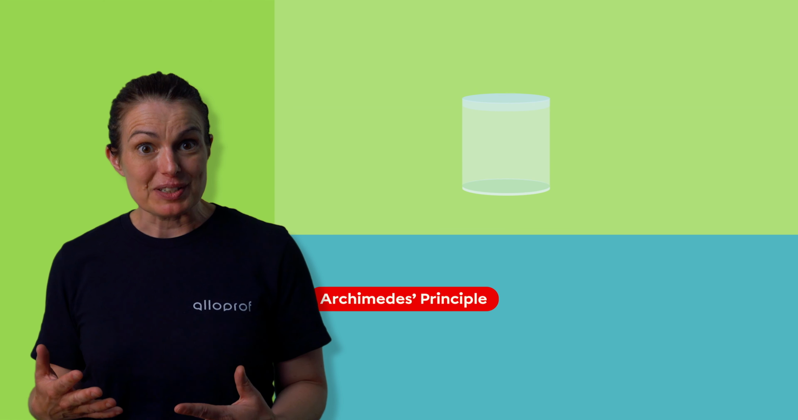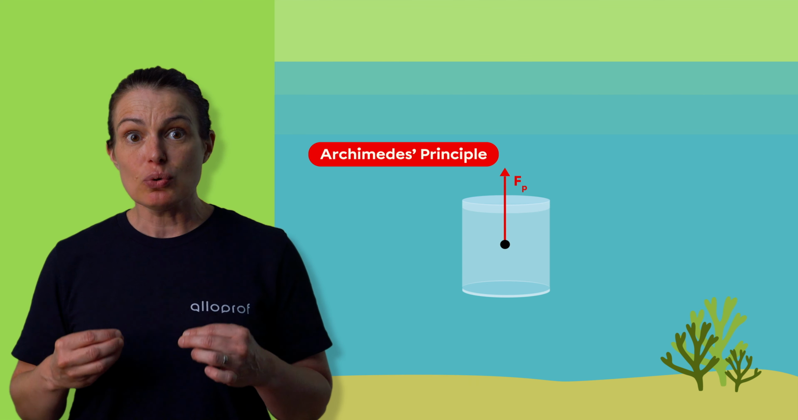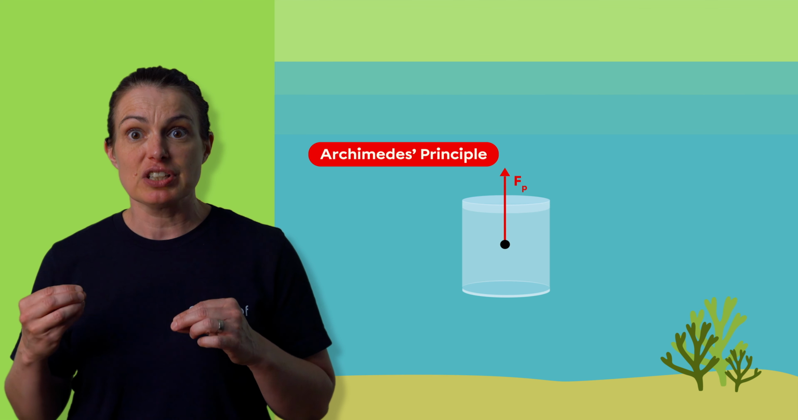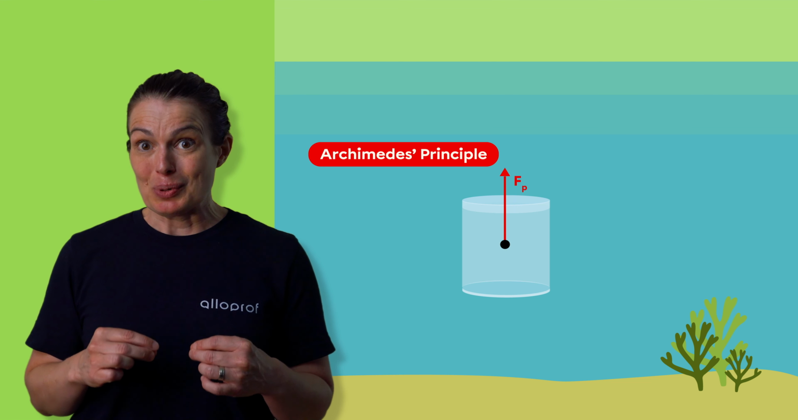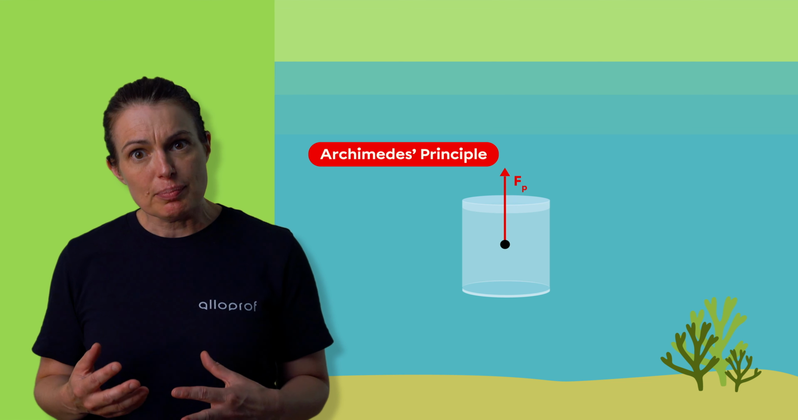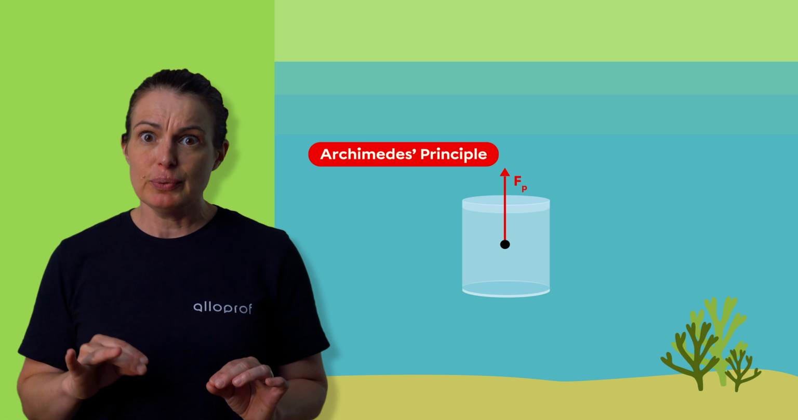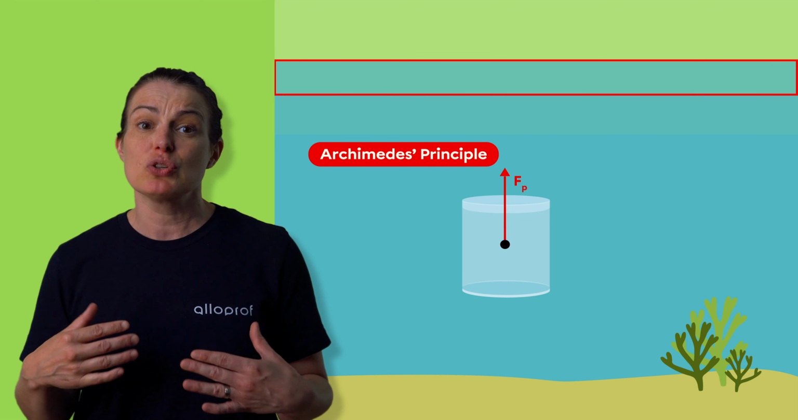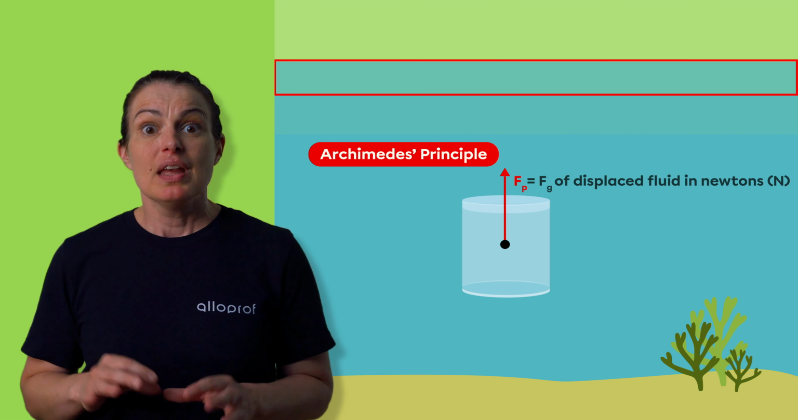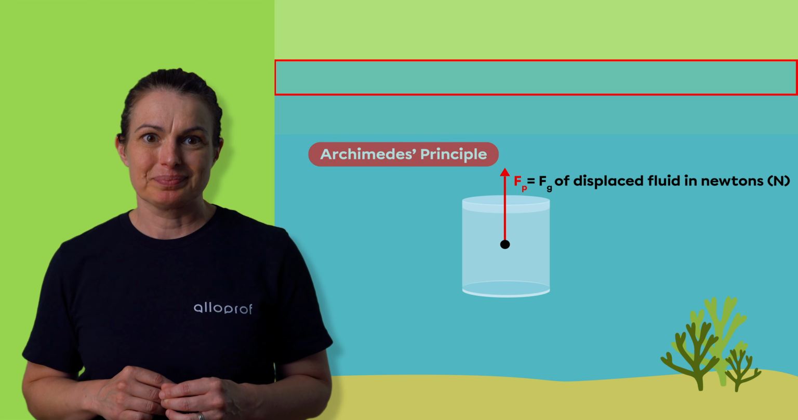According to Archimedes' principle, the magnitude of the buoyant force, Fp, is equal to the weight of the fluid displaced by the object in newtons. Once an object is immersed in fluid, the object occupies the space of part of the fluid. A volume of fluid that is equal to the volume of the immersed object is displaced upward towards the surface. The weight of the displaced fluid corresponds to the buoyant force.